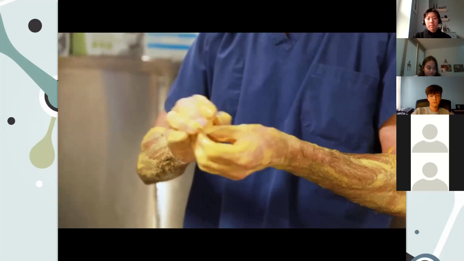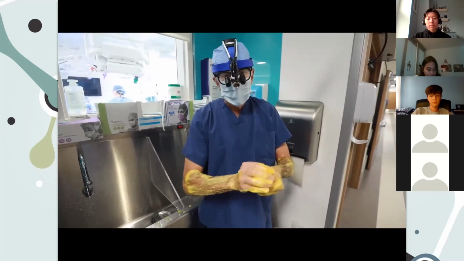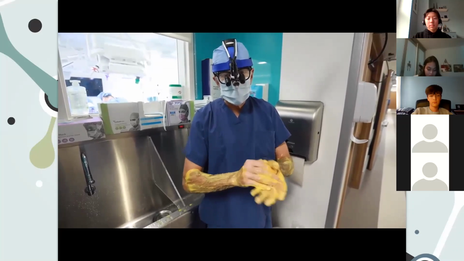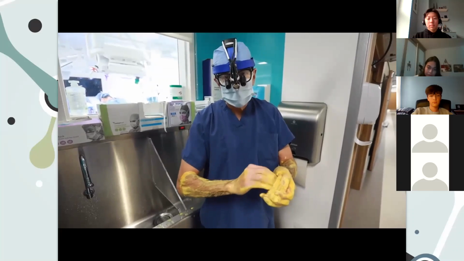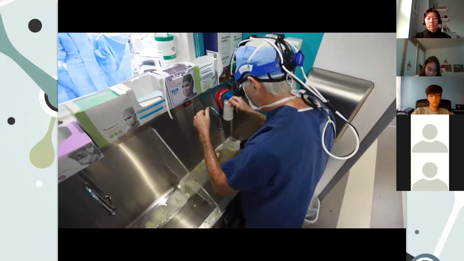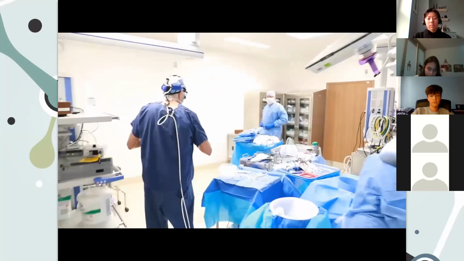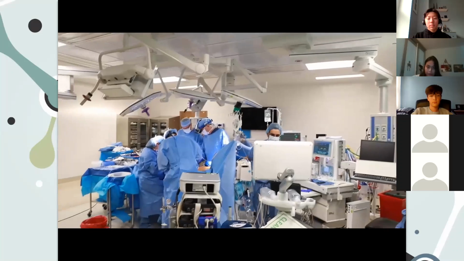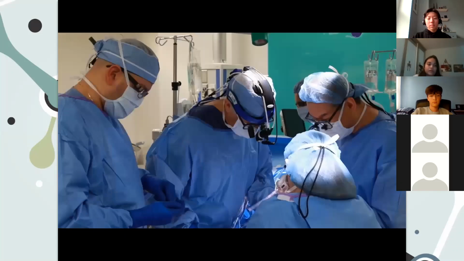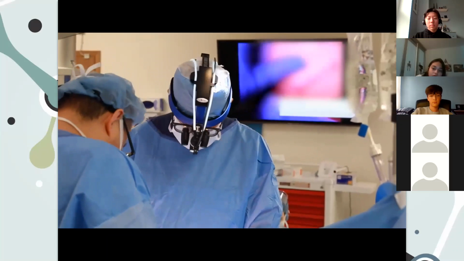If you do something 1,000 times or 10,000 times, you get the sequence in your mind. And then the only thing you have to do is be ready for unexpected circumstances, which in a case like this would be very, very unusual. Okay, so I've got these special magnifying lenses on called loupes, and it allows me to see inside. They magnify 3.5 times, so everything looks very big and very close, and it helps us to evaluate valves and coronary arteries.